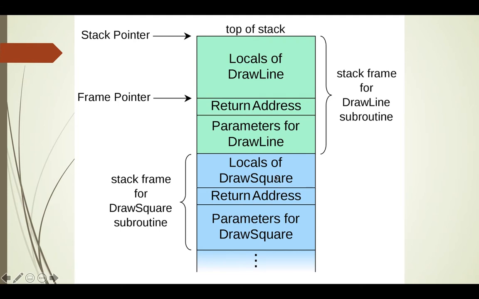Then suppose the function draw square calls another function called draw line. What do we do? We populate the stack with the formal parameters of draw line. These are nothing but the arguments which are passed to draw line. After the formal parameters, we keep the return address of draw square as a part of the stack frame of draw line. Now the local variables of draw line are placed above it. Whatever you are seeing in green is the stack frame which belongs to draw line, and the section of the stack highlighted in blue is the frame that belongs to draw square.